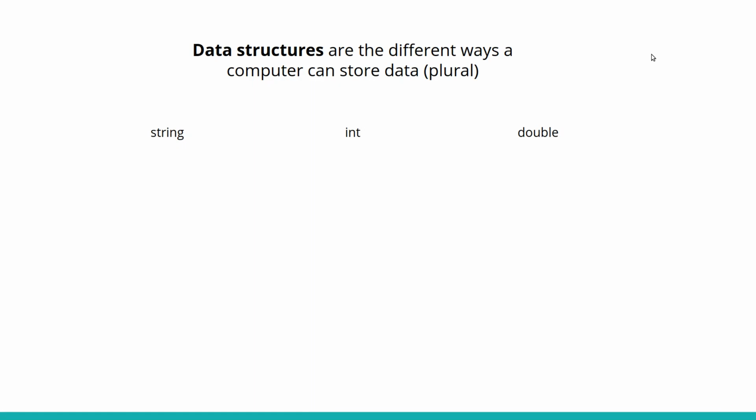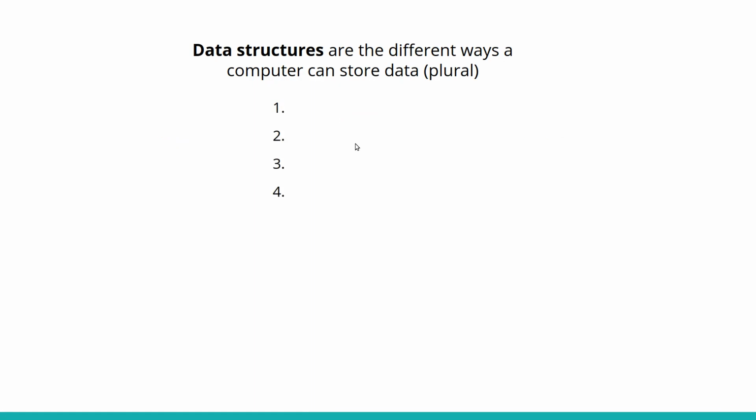In particular, data structures are when we have many strings, many ints, many doubles. How do we do that? You guys know how I store a single number, right? Int x equals 6. But what if I have 50 integers, or 100 integers, or 1,000,000 integers, or 1,000,000,000 integers? How do I store that data?